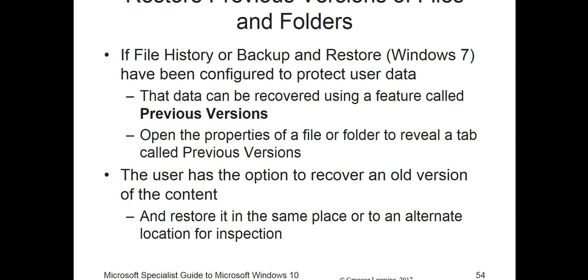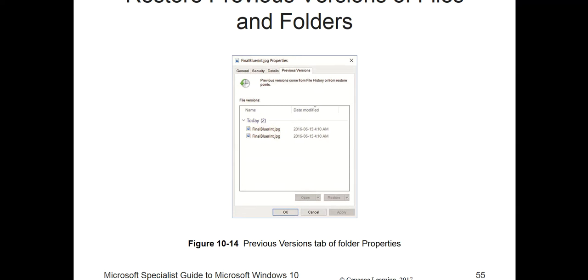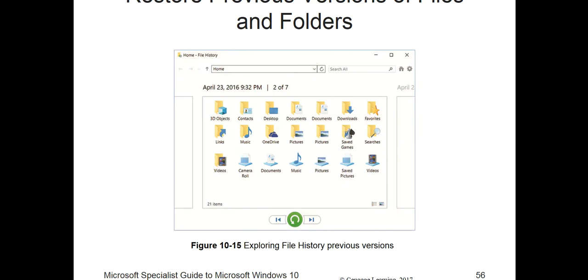We can restore previous versions of files and folders if File History or Backup and Restore have been configured to protect user data. If they haven't, when it's gone, it's gone. So we can go through, and here's what we've got for a specific file and see the different versions over time. Here's our File History.